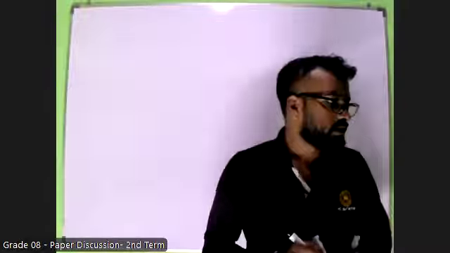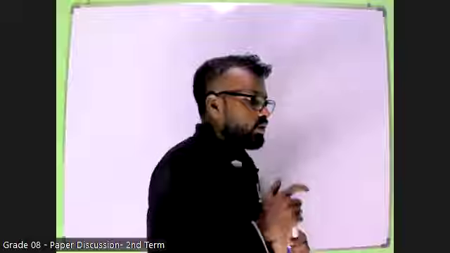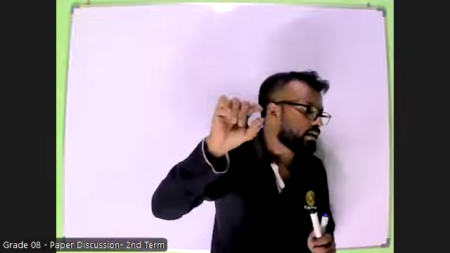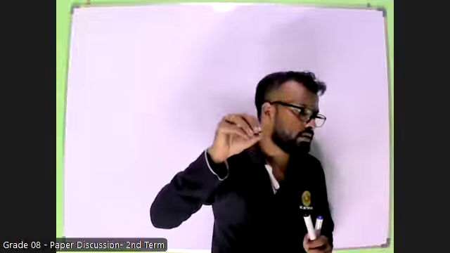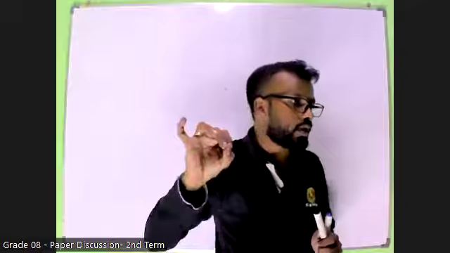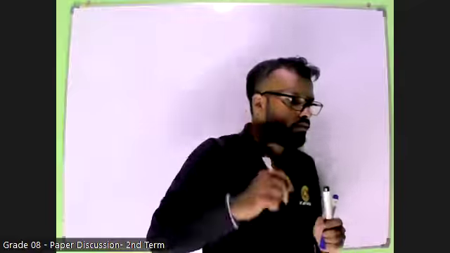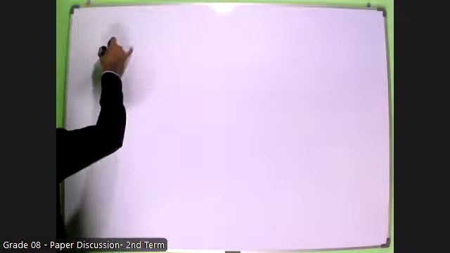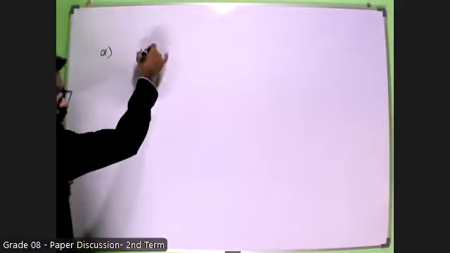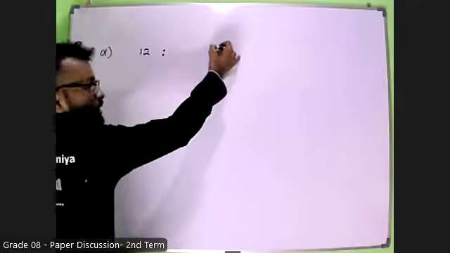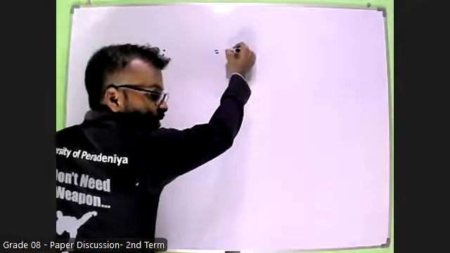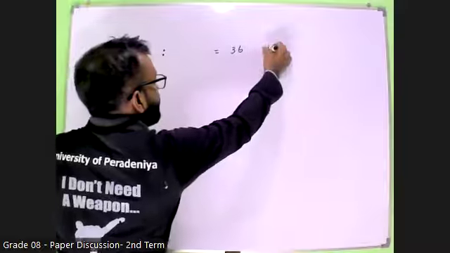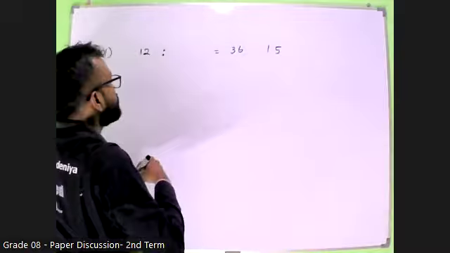Okay, let's go to part one. It's something like this: 12 to blank. It's a ratio, right? So 36 to 50. The first one, 12 to blank equals 36 to 50. So how do you do this?